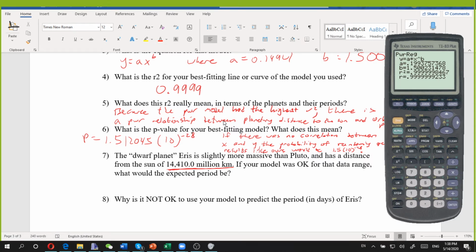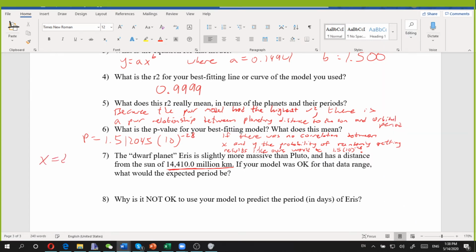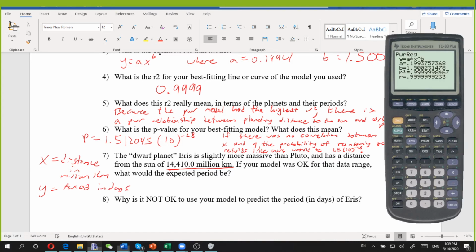Right now, our distance is x. So that's distance from the sun in million kilometers. And y is our period in days. Okay, so if we know the distance from the sun of this particular dwarf planet is 14,410 million kilometers, how could we use this information that we got from our correlation, our nonlinear regression t-test, to figure out what the orbital period of this planet would be?